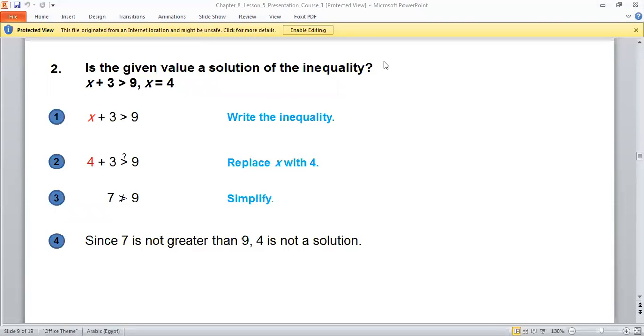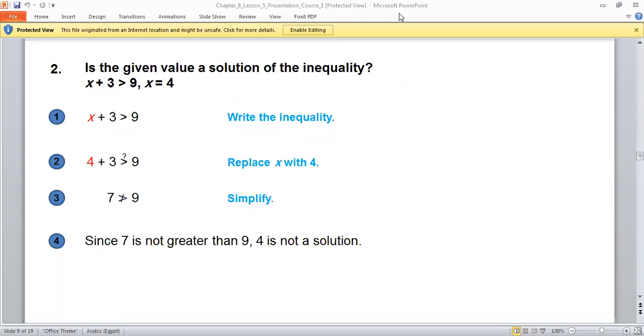Read with me, Khalid, this question, please. Khalid. Khalid is sleeping. Okay, Mr. Muhammad Anazi. Who, me? Is the given value a solution of the inequality x plus 3 greater than 9, x equal 4.